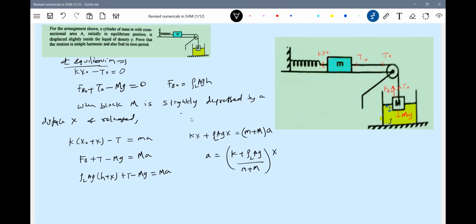This acceleration will be opposite to displacement. It can get confusing, that's why I'm avoiding the negative sign. Since the acceleration acts opposite to the displacement, this is an example of SHM. Therefore, omega equals the square root of (k plus rho L A g) divided by (small m plus capital M).